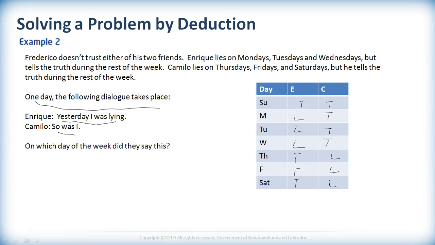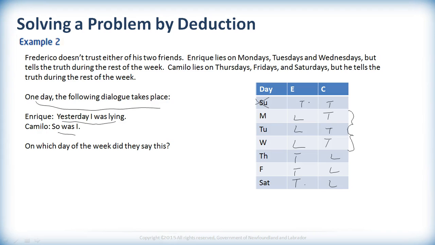Well, it's possible that they could both be telling the truth today. If they were both telling the truth today, then let's look at Enrique. He says, yesterday I was lying. If he's telling the truth today, on the previous day, which was a Saturday, he was also telling the truth. So he's not telling the truth today. So it can't be Sunday. All the other options we have, one of them is lying and one of them is telling the truth. Let's look at Monday, for instance. Actually, Monday, Tuesday, and Wednesday are all very similar.